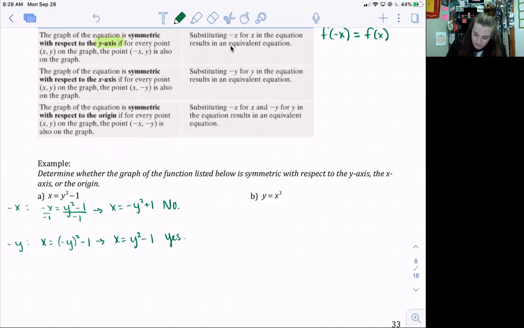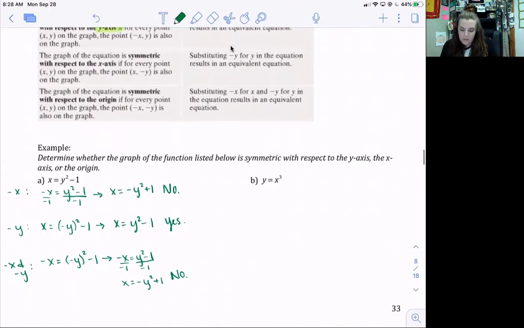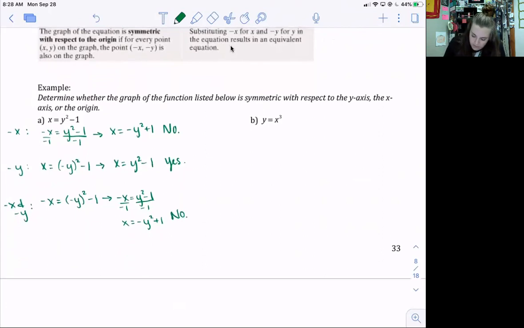Now if we check both, we have negative x equals negative y squared minus 1, so we get negative x equals y squared minus 1. If we try to divide everything by negative 1, we get x equals negative y squared plus 1. So this one doesn't work. So this function, x equals y squared minus 1, is only symmetric across the x-axis.